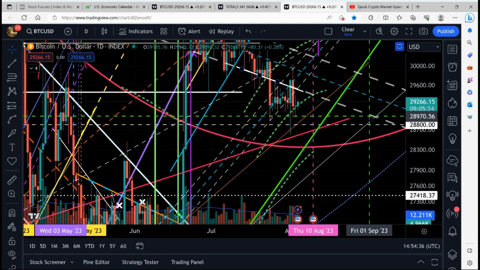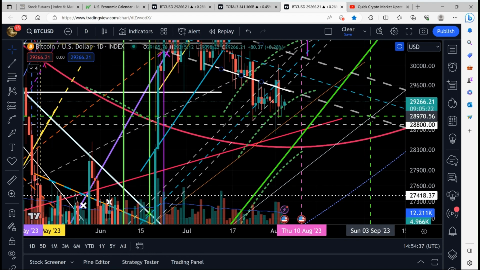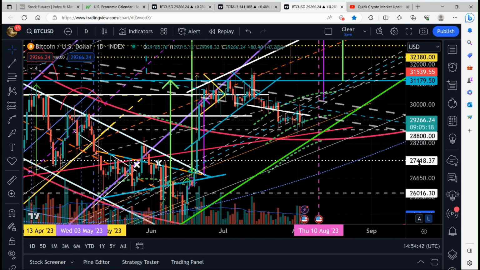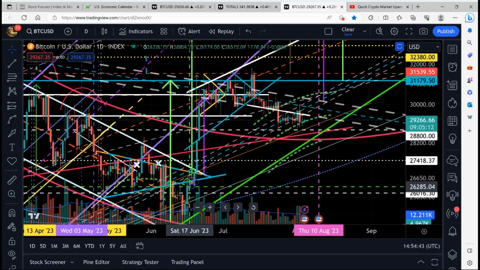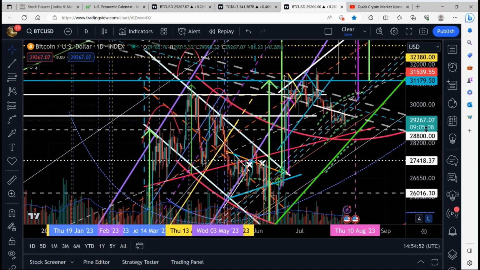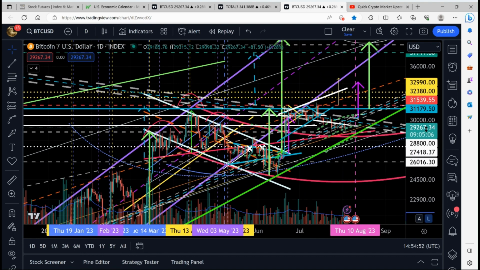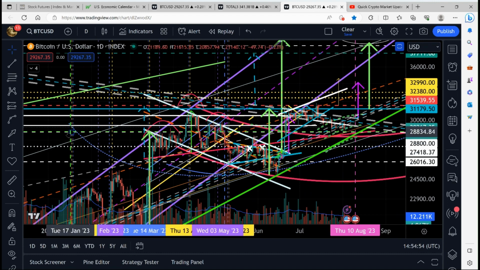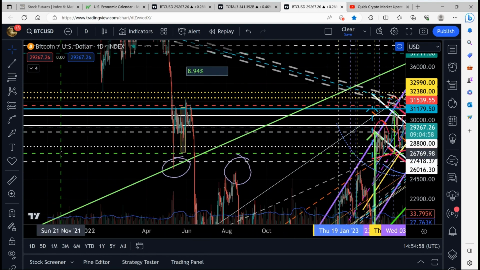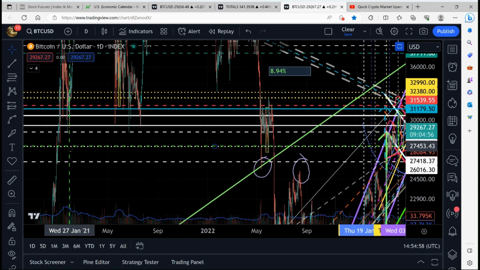And currently where we are at, after extensively trading sideways here for many, many, many months, testing the range of support and resistance between 25,000 and $29,000 here. It's hard to see with all the lines that I've had anyway.